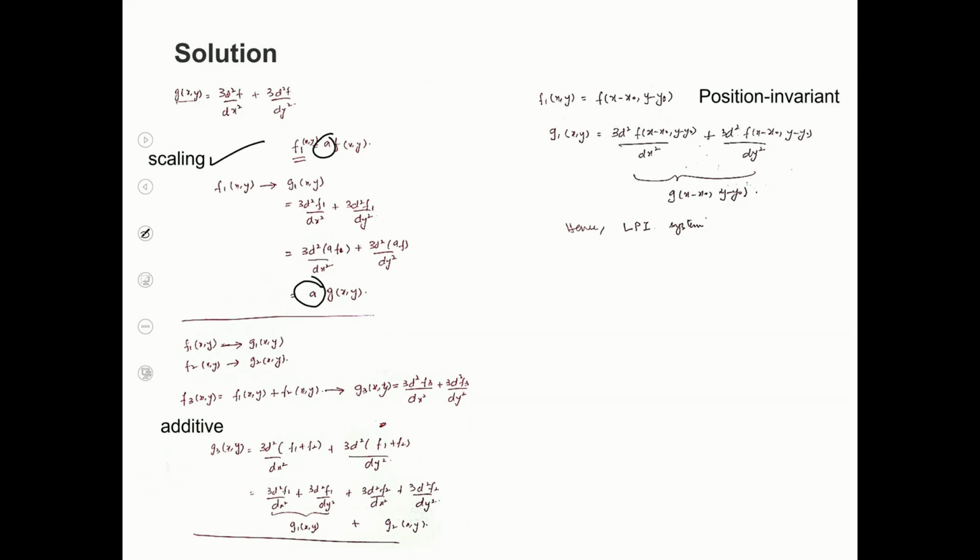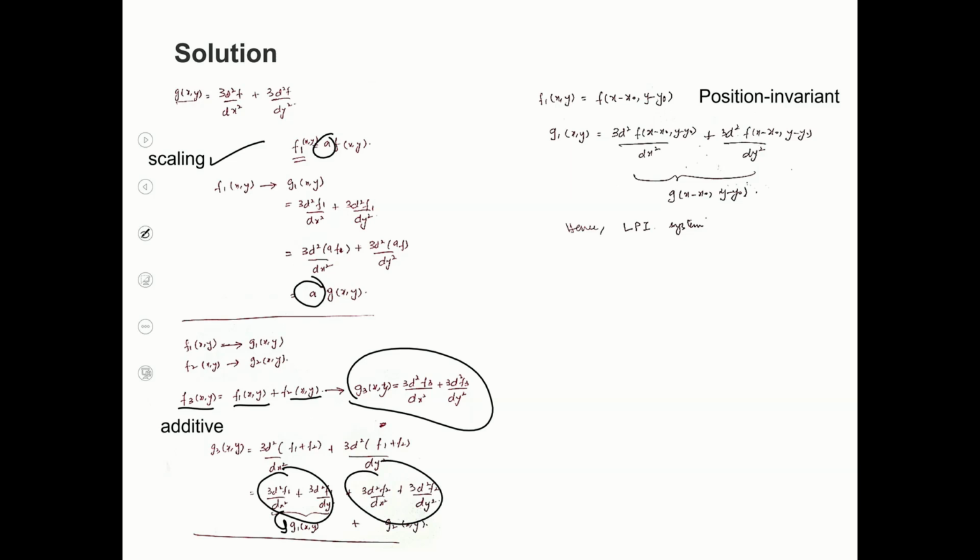Now for additivity: since it has two inputs, the outputs from the individual inputs will be added together. Let's say I have two inputs, f1 and f2, and call the summation f3. For f3, the output will be g3. If I put f3 into this equation, I get f1 plus f2. If I open that up, I get this term and this term, which are g1 and g2.